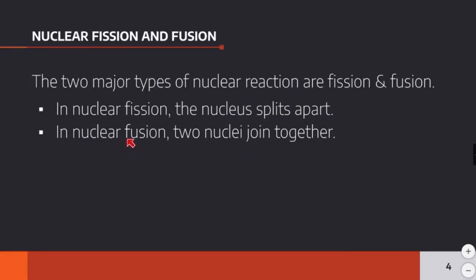And so in nuclear fusion, we have two nuclei, that's the plural of nucleus. So two nuclei, usually small ones, that join together to make a larger one. So in fission, one big nucleus splits apart into multiple pieces, usually 2. And in nuclear fusion, two nuclei join together to form one. Two small guys join together to form one bigger one.